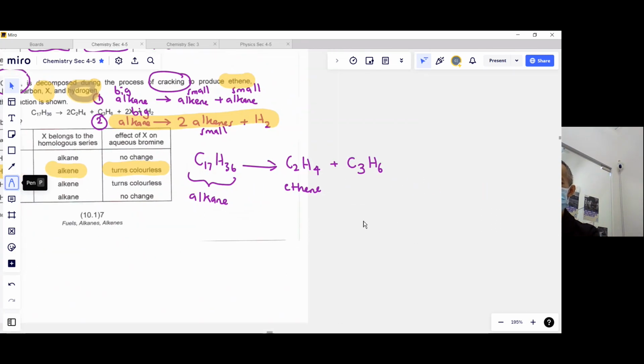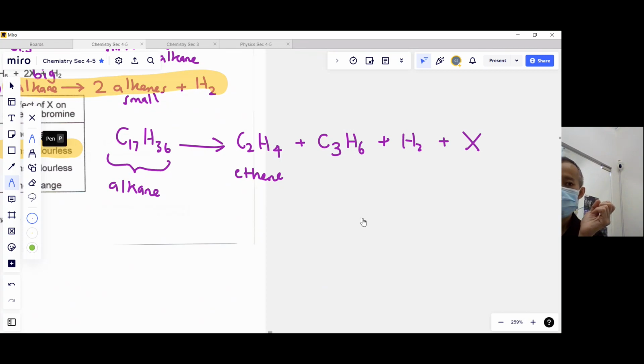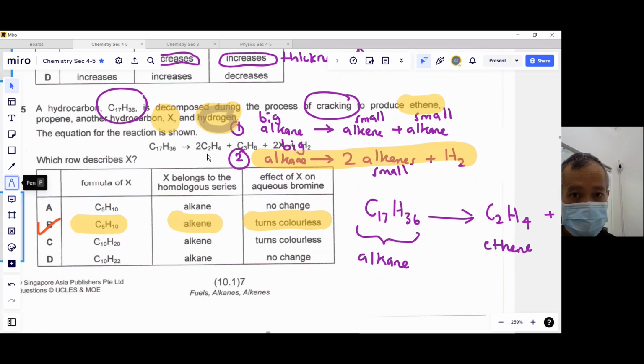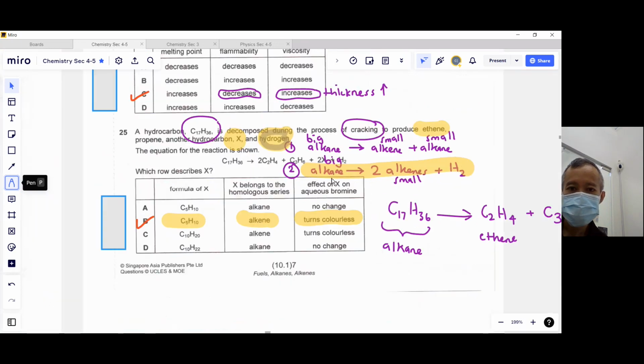Remember to take note. What else do you get? You get hydrogen too. And lastly, you get X. What is X? Now balance your equation. How many C are there? 2 plus 3, 5. This one is not so straightforward. Oh, they actually give you here, sorry, 2X.